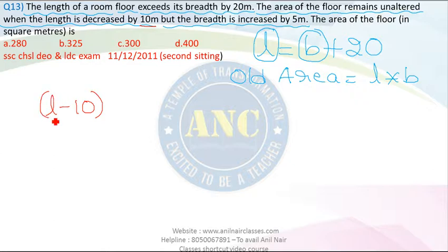Right now the length becomes L minus 10 and the breadth is increased by 5 meters. Earlier the breadth was B, now the breadth is B plus 5. It is increased by 5 meters.